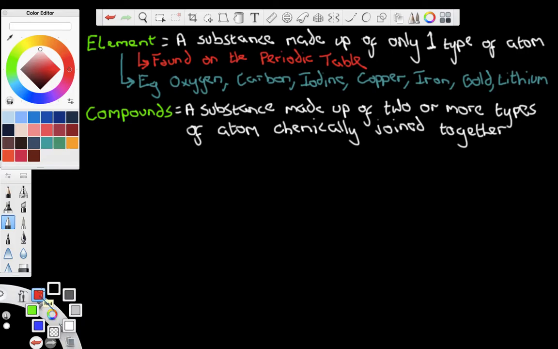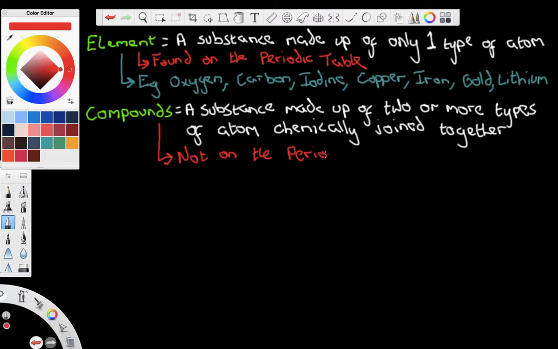Now these are not found on the periodic table, so not on the periodic table. So if you've got a compound and you can't find it on the periodic table, it is a compound. If you've got a substance that you can find on the periodic table, it's not a compound because compounds are not found on the periodic table.